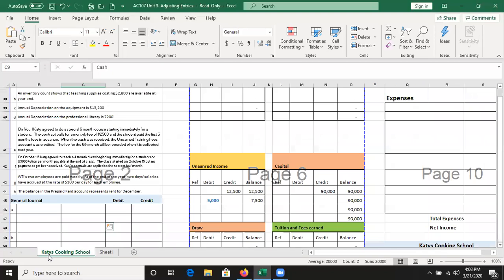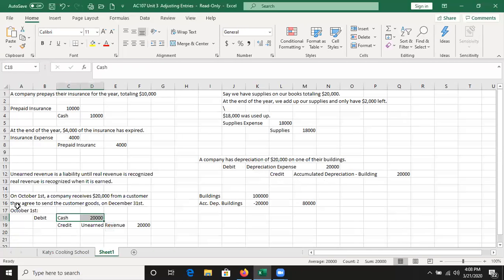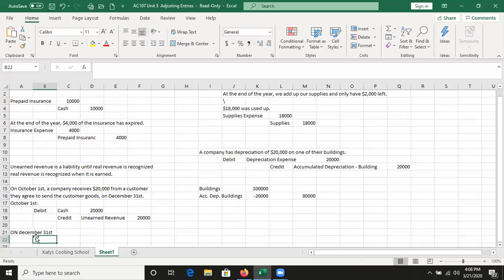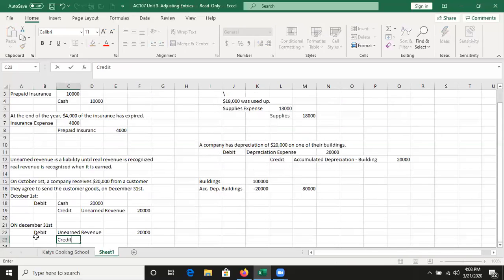In the problem that we're dealing with, they've already made their journal entry. On November 1st, they already made a journal entry. What they're looking for is now on December 31st, what do you do? So on December 31st, with my make-believe problem, we are providing them the goods. So we're going to send them the goods. So now that we sent them the goods, we are earning the revenue. So we have to debit and get rid of our liability. Debit unearned revenue, 20,000. And we're going to credit sales revenue or any type of revenue, however you want to put it.